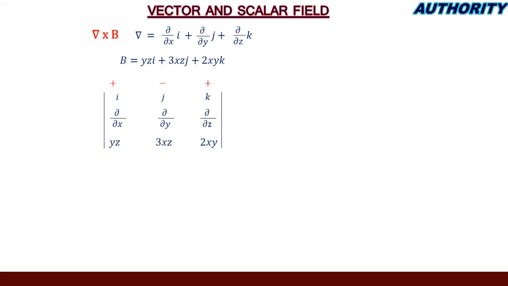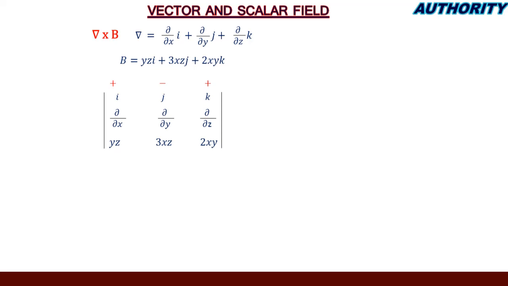Yes. And then we have our B. Our B is having ijk, right? So the i for under i, the j for under j, and the k for under k. So we are going to have yz under i, 3xz under j, and 2xy under k. All right? Yes. In this case now, we are going to perform a cross product.